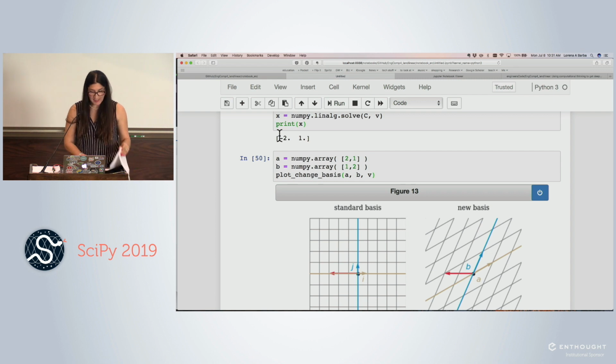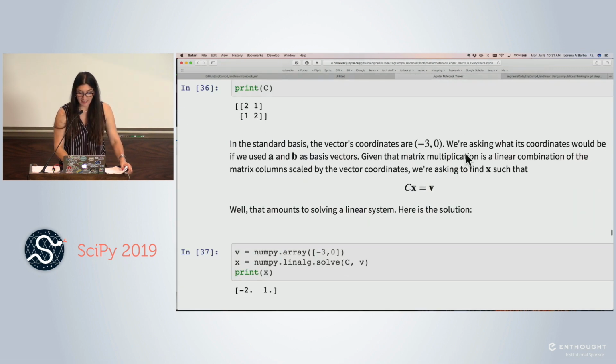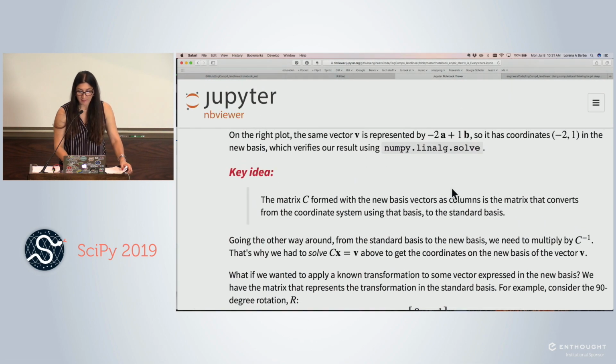So the matrix C represents, with its right-hand side, a linear system of equations, and it also represents a change of basis. On the left, the vector is represented by the coordinates on the standard basis, -3, 0. On the right, the vector is represented by the coordinates -2, 1 on the new basis. So this is a key idea: the matrix C formed with the new basis vectors as columns is the matrix that converts the coordinates from one space to another. We've highlighted that here in the notes as a key idea. The matrix C, formed with a new basis as columns, is the matrix that converts from the coordinate system using that basis to the standard basis.